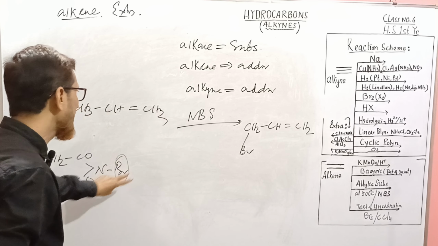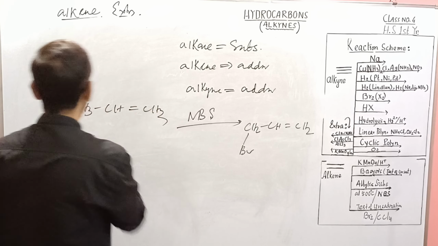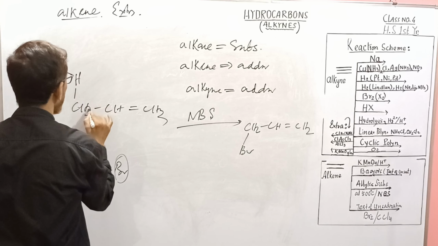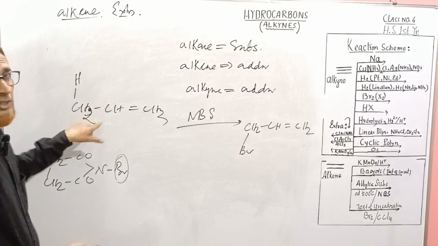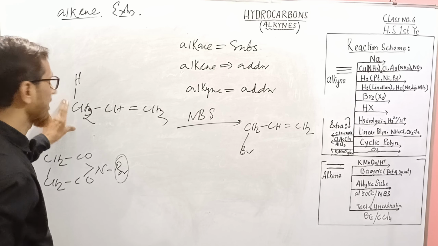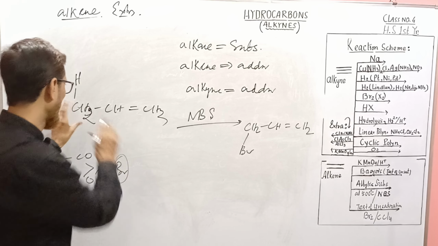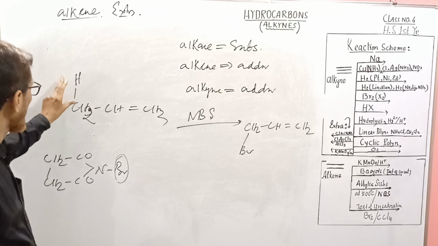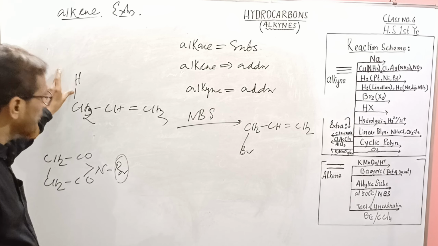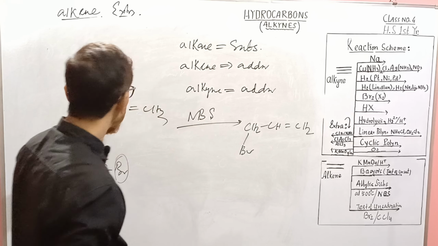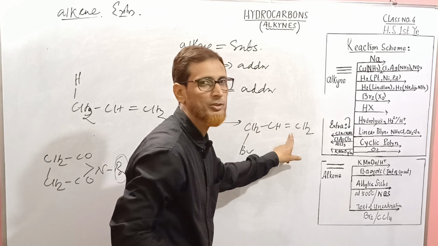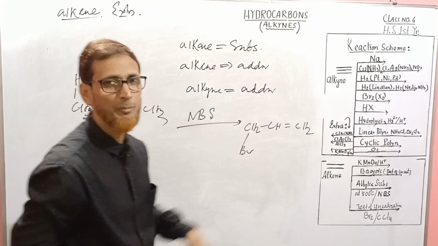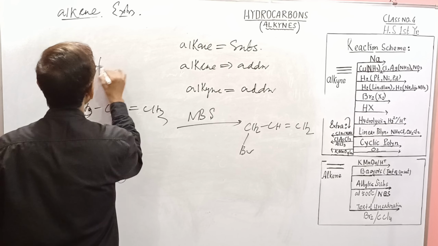But here, surprisingly, what has happened? One hydrogen from this carbon is replaced by bromine. That is allylic. This is the allyl carbon, the allylic group. One hydrogen is removed, and in the allylic position that hydrogen is replaced by bromine. So it is an allylic substitution reaction, not an addition reaction. Though there is a double bonded compound, the double bond will remain intact. So mind that it is free radical substitution.